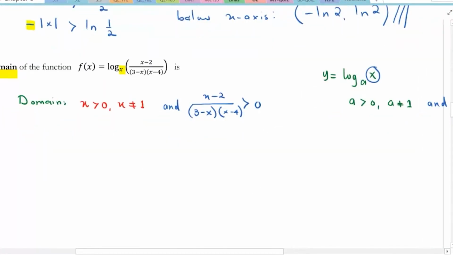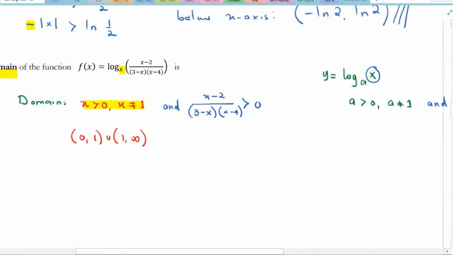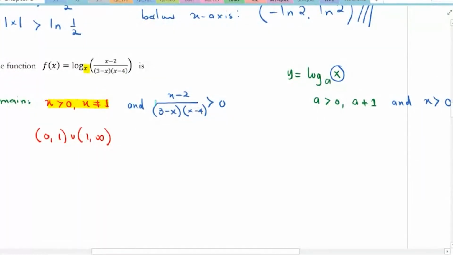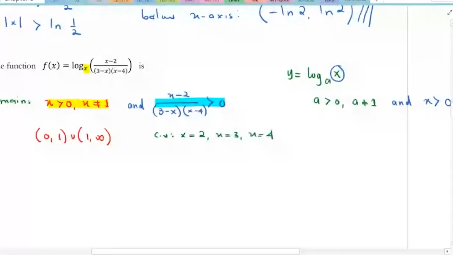Okay, now, this one we can write in interval notation. We can say from 0 to 1 open, union from 1 to infinity. That is regarding the base. Now, regarding the argument, we can solve this by the sign diagram, which is often called the critical value method. The critical values, the CVs, are the zeros of the numerator and the zeros of the denominator. From the numerator, we say x is equal to 2. From the denominator, we have x equal to 3 and x equal to 4.